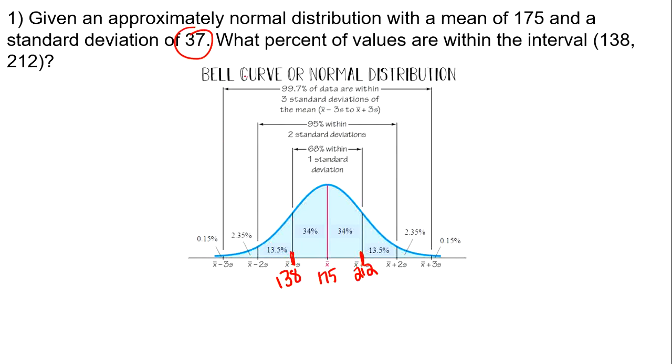So the question was, what percent of values are within that interval? And so our percent would be 34 plus 34, or because we know we're 1 standard deviation away, our answer then is 68% of our data values fall between that interval. So 68% of our data, let's say this was pounds of cereal or something, fell within 138 pounds of cereal to 212 pounds of cereal, given that normal distribution.